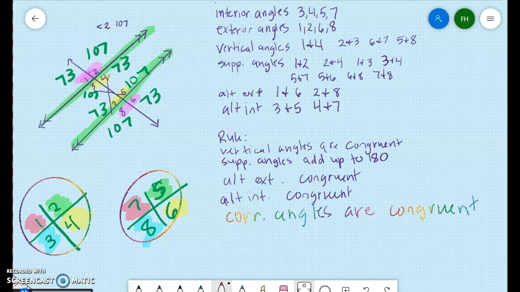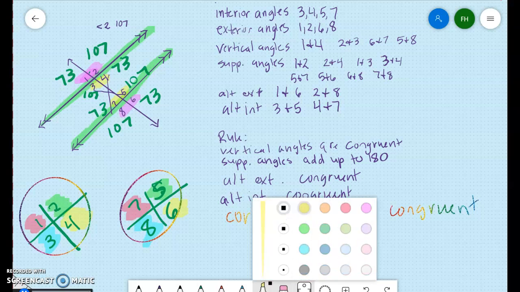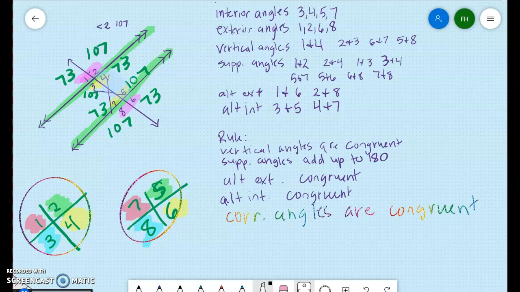I think you could do same side interior, and I think the rule here is if they're on the same side, like 4 and 5 interior, they're supplementary. So that may be another rule that I left out, but hopefully this will help you. This is really the whole, most of the tests are these rules and knowing what type of angles they are and the rules associated with those angles.